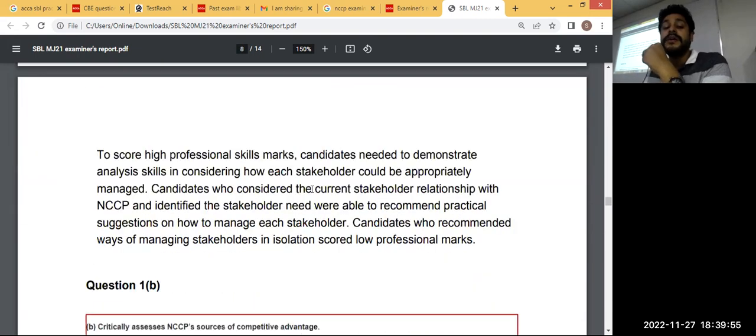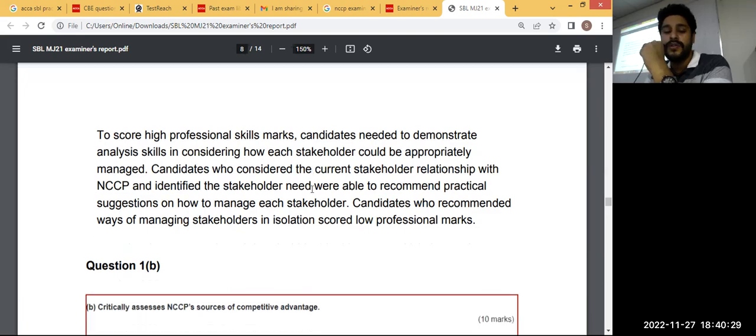To score high professional marks, candidates needed to demonstrate analysis skills in considering how each stakeholder could be appropriately managed. Candidates who considered the current stakeholders' relationship with NCCP and identified the stakeholder needs were able to recommend practical suggestions on how to manage each stakeholder. Candidates who recommended ways of managing stakeholders in isolation secured low professional marks. If you're going to write a generic answer, if you're going to write the methods without providing justification, you'll not end up scoring good marks.